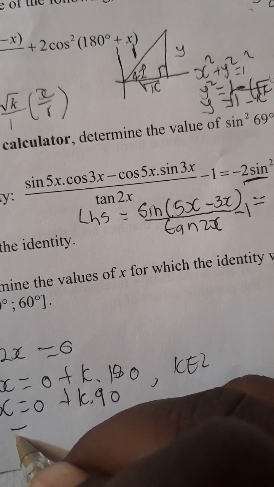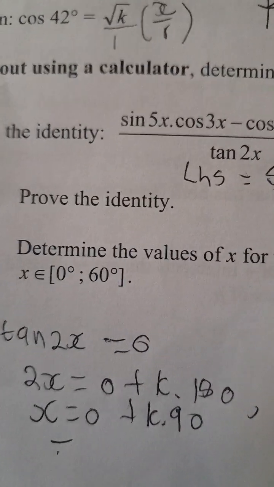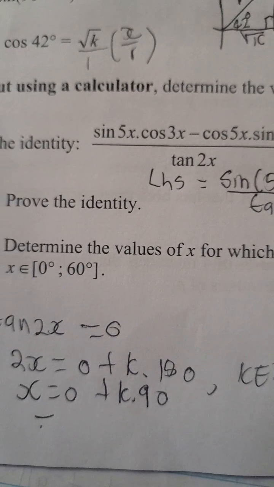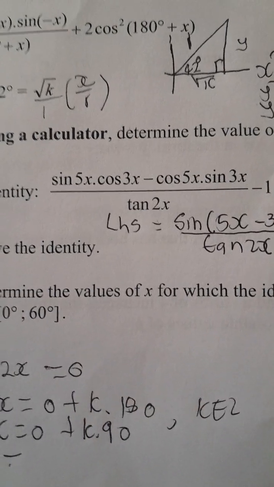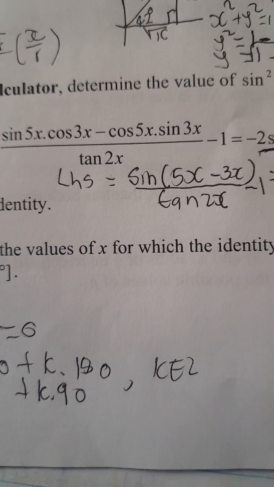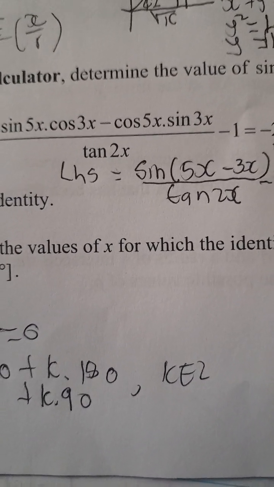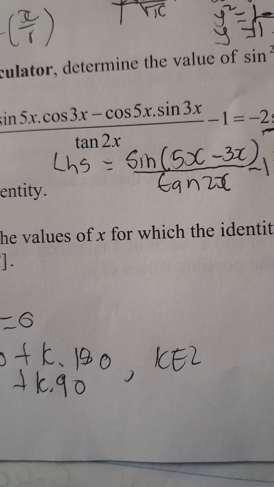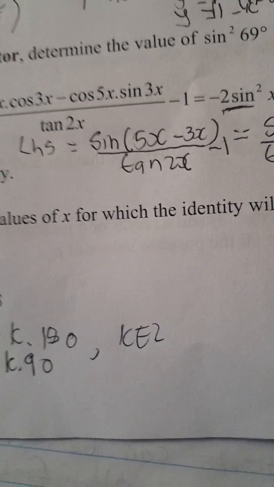Okay, times 90, because they said 0 and 360, if you put negative 1, 0 plus negative 1 times 90, that will be negative 90, which doesn't fall in this interval. Try negative 2, 3 as well, it doesn't fall.